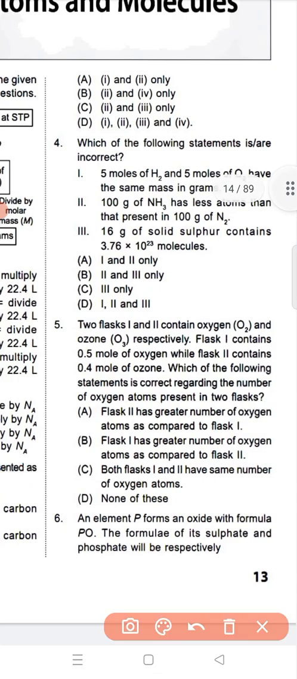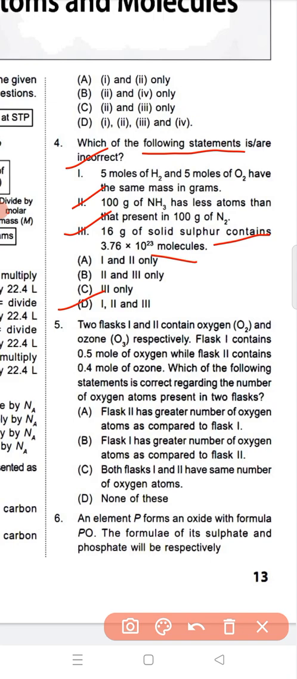Next, which of the following statements is or are incorrect? 5 mole of H2 and 5 moles of O2 have the same mass in grams. 100 gram of NH3 has less atoms than that present in 100 gram of N2. 16 gram of solid sulfur contains 3.76 into 10 to the power 23 molecules. So option D is the correct answer: 1, 2 and 3 are all incorrect. If you work it out, you may get the answer.